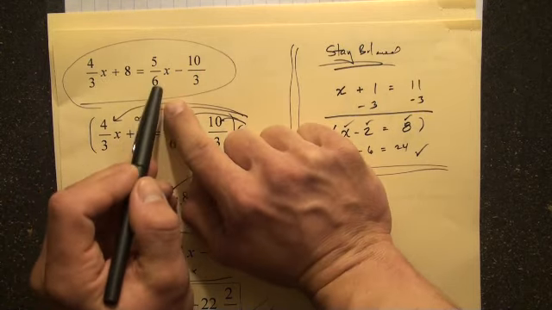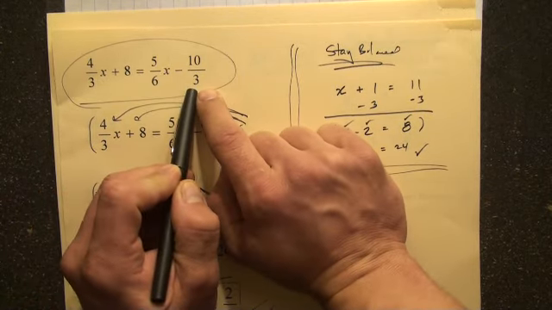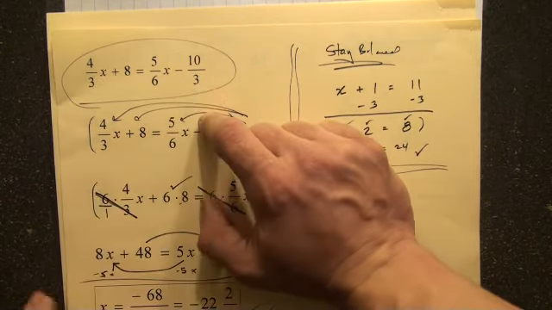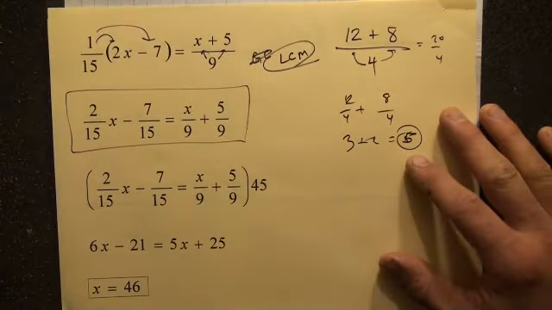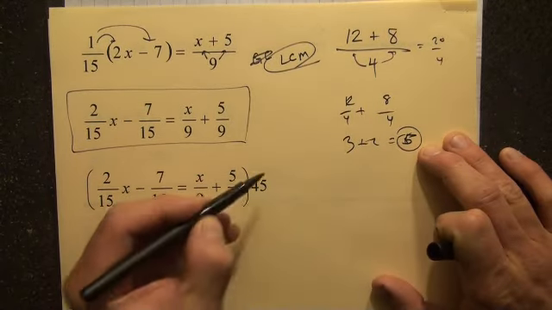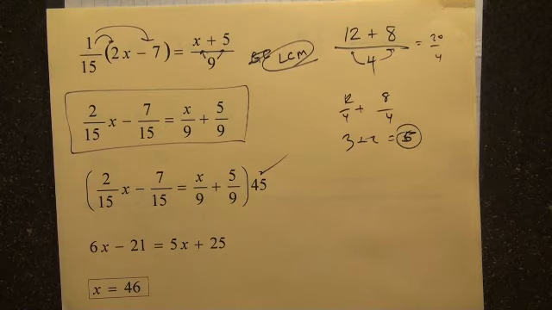If you notice, 6 was a multiple of 6. 6 is a multiple of 3. And it just cancels out those denominators. So that's why we do the same thing here. We're going to multiply by 45 as the lowest common multiple.